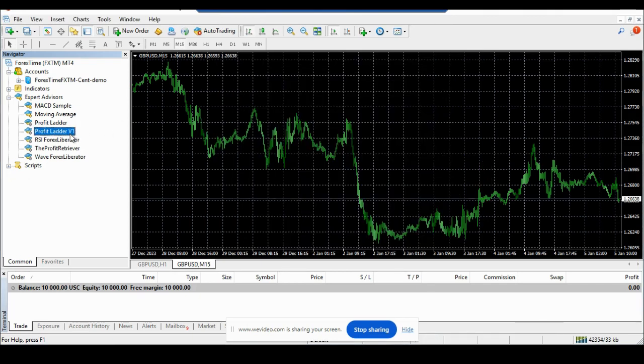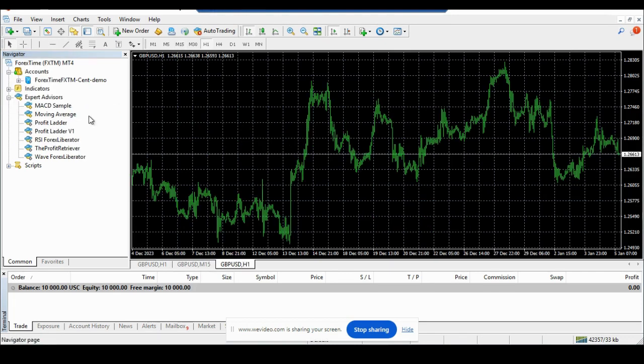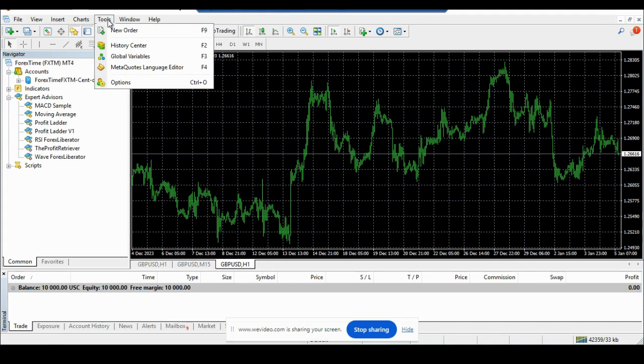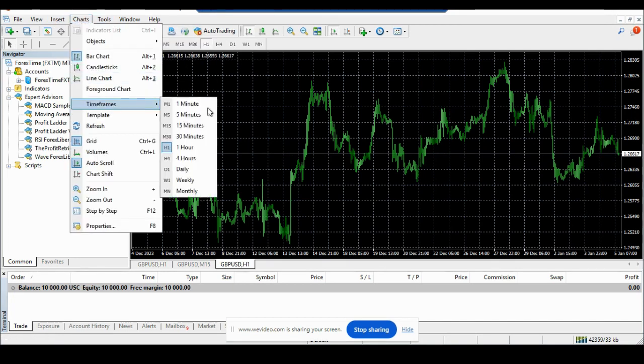Let's go even further back. You're going to open a new chart, and you can either select pound USD from there, or you can go to FX majors, depending on which pair you want to trade. You go to pound USD and select the daily time frame, which is D1, or you go to insert, tools. Let's just see here quickly. No, it's charts, time frames, and go to D1, which is daily.